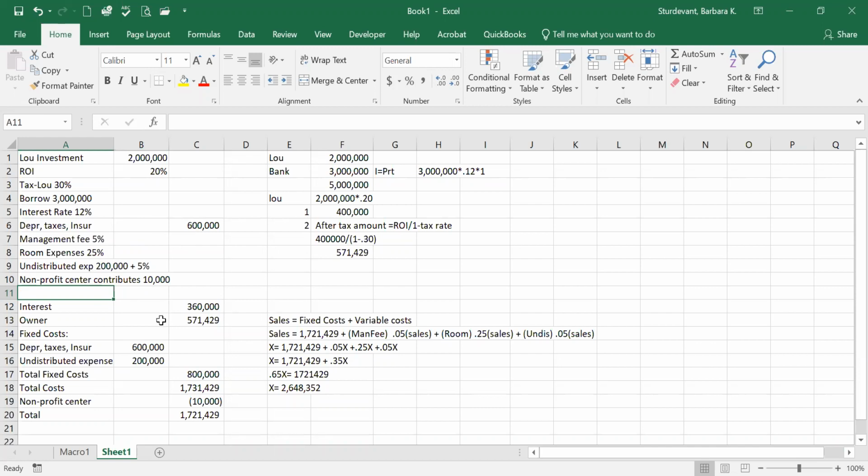So the interest, the owner, any dollar amount of fixed costs that we have, you're going to add up. Then check to see if you have anything that will contribute to the sales, because then we don't have to raise that particular amount of money. So I subtract that off. That is my fixed cost. Sales is going to be equal to fixed cost and variable cost. In this problem, we have 3 variables. We have a management fee of 5%. We have room expenses of 25%. And we have undistributed expenses of 5%.